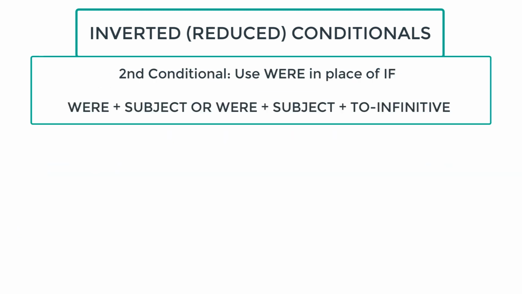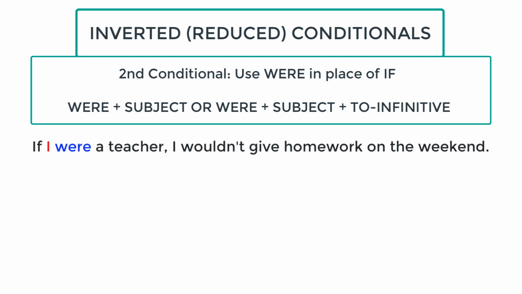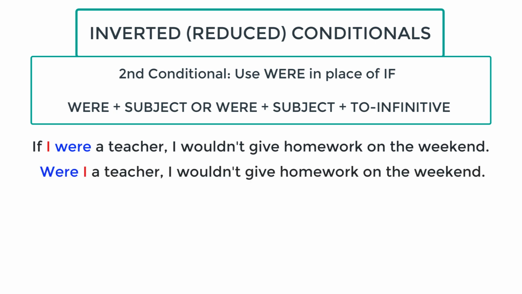To use inversion in the second conditional, you omit if and use were plus the subject for the be verb and were plus the subject and the to infinitive for other verbs. If I were a teacher, I wouldn't give homework on the weekend. Were I a teacher, I wouldn't give homework on the weekend.